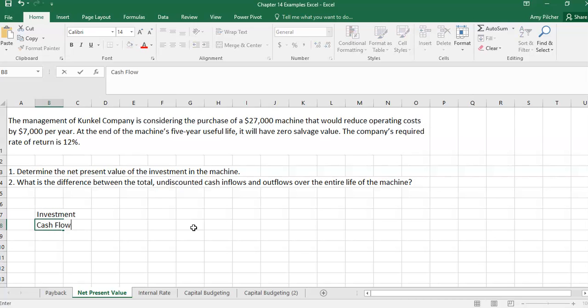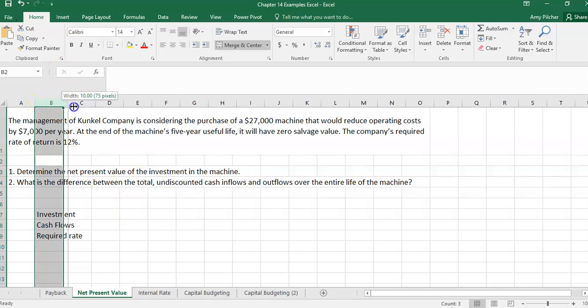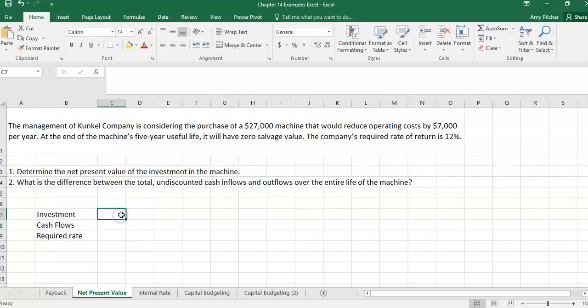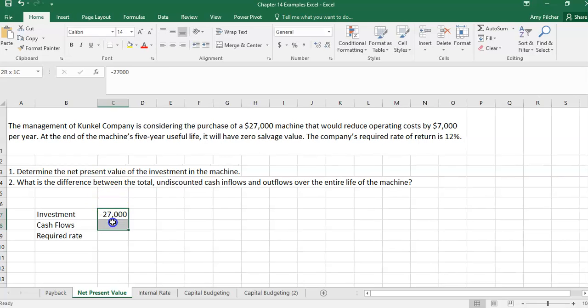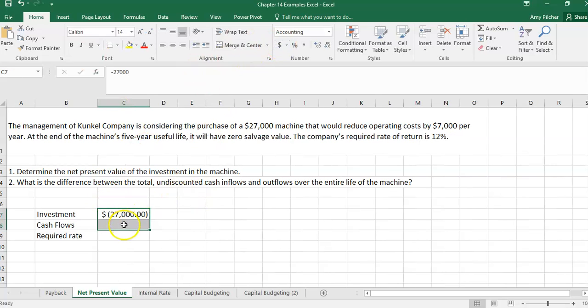cash flows, required rate, also called the discount rate or the hurdle rate. So our investment, we're going to put that in as a negative number. Our cash flows every year are that savings of $7,000. Our required rate of return is 12%. And we want to find the net present value.